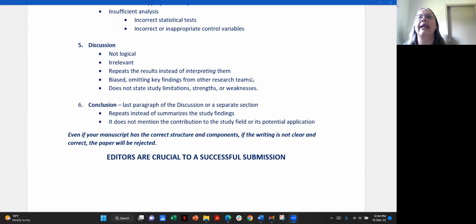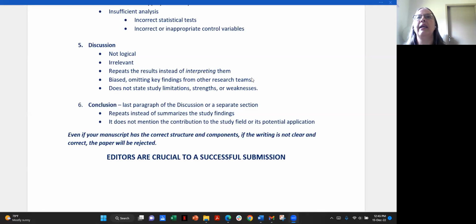And then at the end, after your discussion, you will either have a conclusion paragraph or a conclusion section, which will just summarize the findings, not repeat everything again, just a few sentences of your key findings, and also mention the contribution of what you have found out to the study field or its potential application.